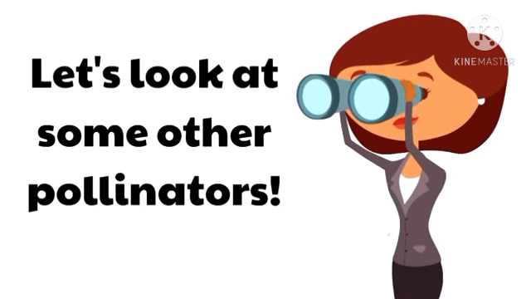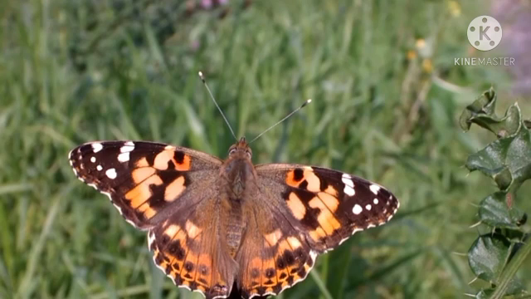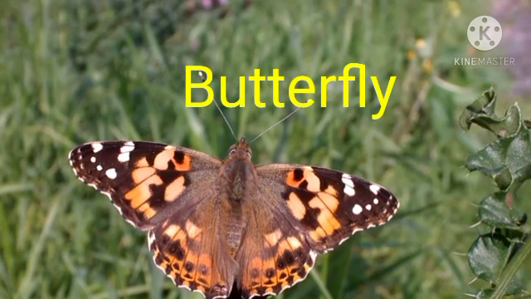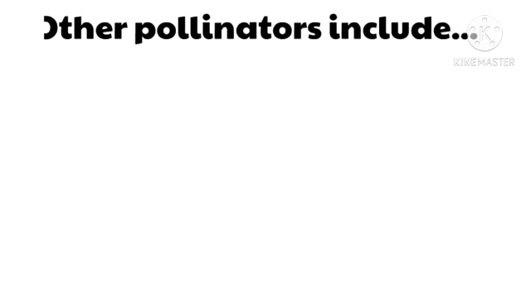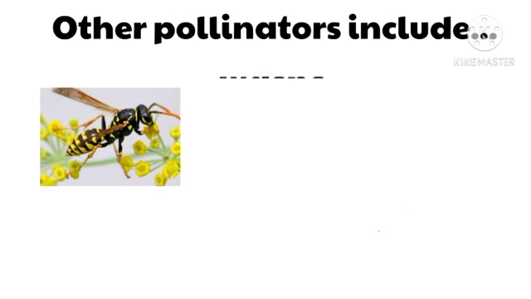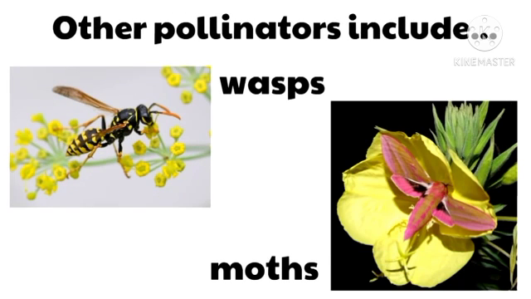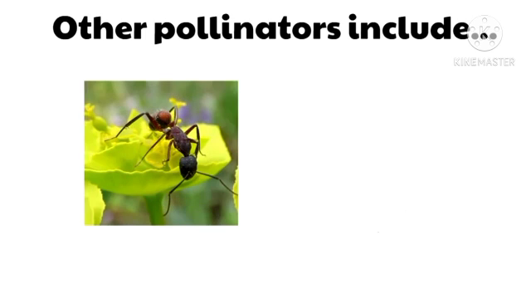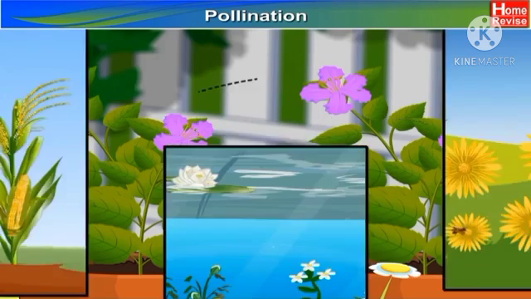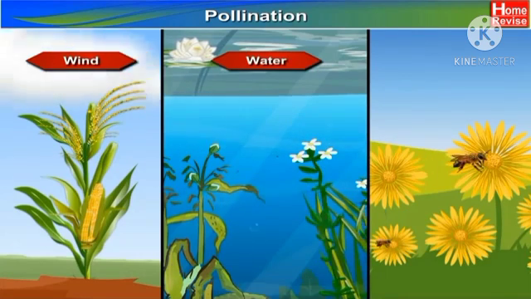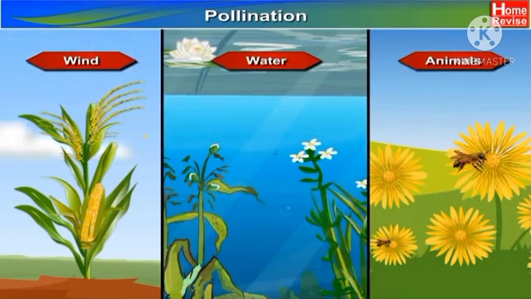Let's look at some other pollinators. Yes, this is a butterfly. Then hummingbirds are also pollinators. Other pollinators include wasps, moths, ants, beetles, wind, water, animals, etc.